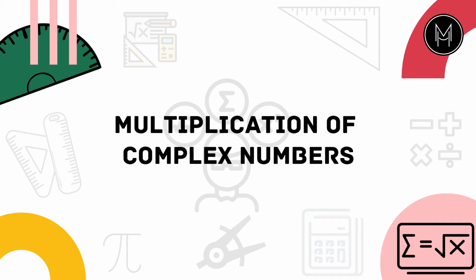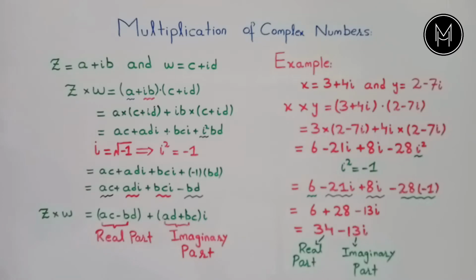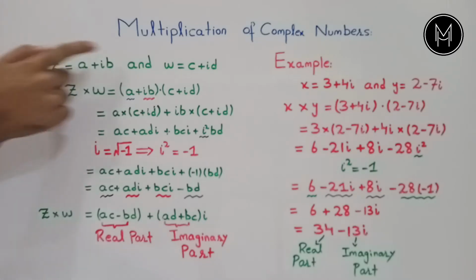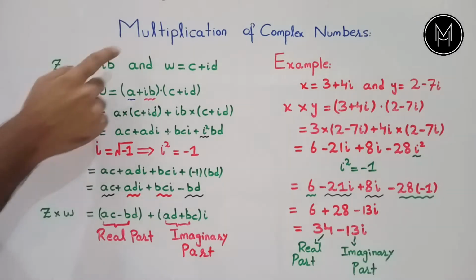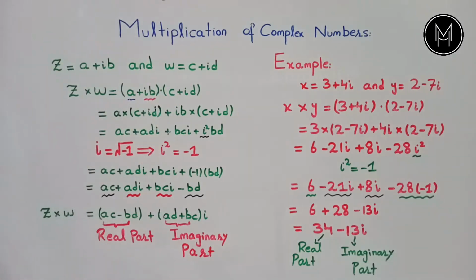In this lesson, I will try to describe the method of multiplication of two different complex numbers. So let's start. Let we have two complex numbers z and w in general form. z is equal to a plus ib and w is equal to c plus id. Now we want to multiply these two complex numbers.